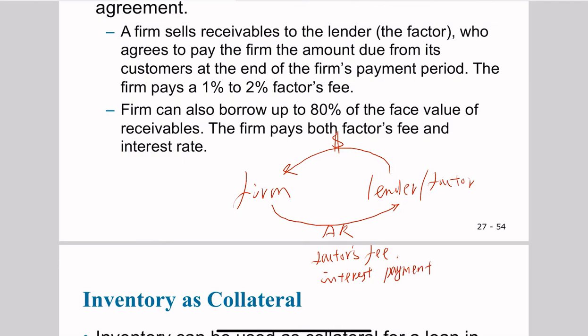And then the firm definitely has some customers, right? Normally, the customers should pay the firm, right? However, if the firm sells its accounts receivables to the lender, then what happens is the customers will actually pay the lender.